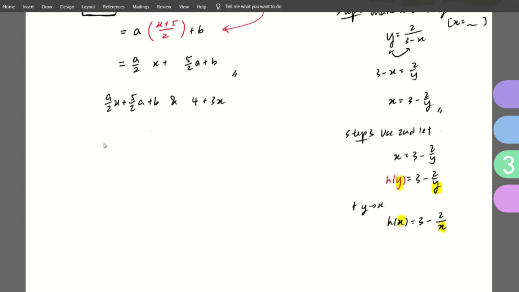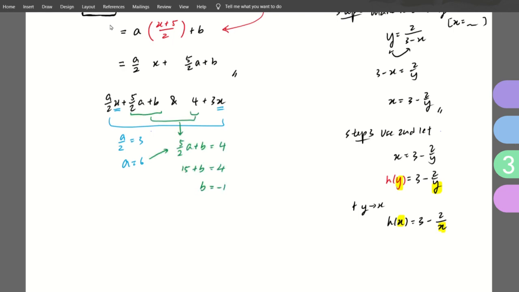Okay, so how do we compare this? Actually, we just need to figure out which value has the x and which value does not have the x. You can see here, on the left side there is one value that has x, and the right side also has. So you can just compare them. a over 2 equals 3, so a is 6. And those values without x, we can also compare: this one and this. So b is negative 11.